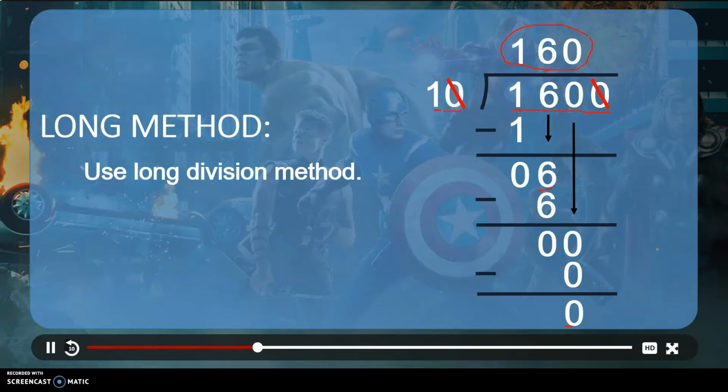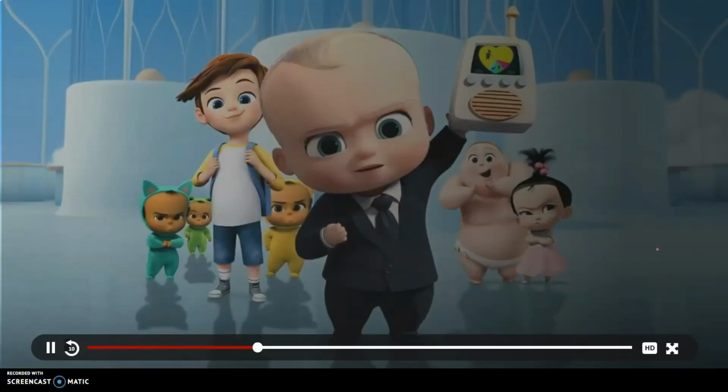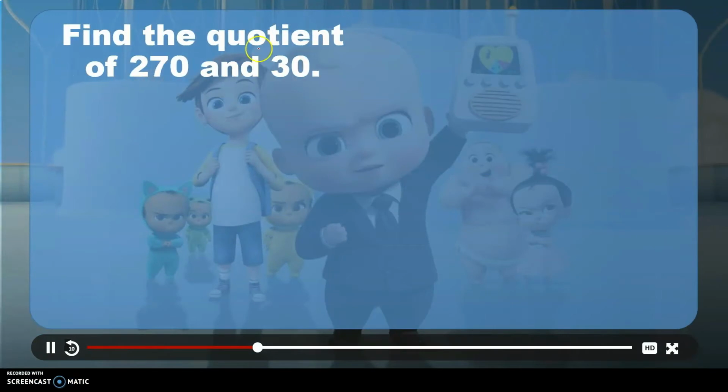Okay? So any method, you can use it po. It's either the short method or the long method. Okay? So let's try another example. Let's find the quotient of 270 and 30. So again, we can use the short method. Cancel first the 0 from the divisor and dividend. So we only have 1 zero from the divisor. Automatically, we'll just cancel only 1 zero from the dividend.